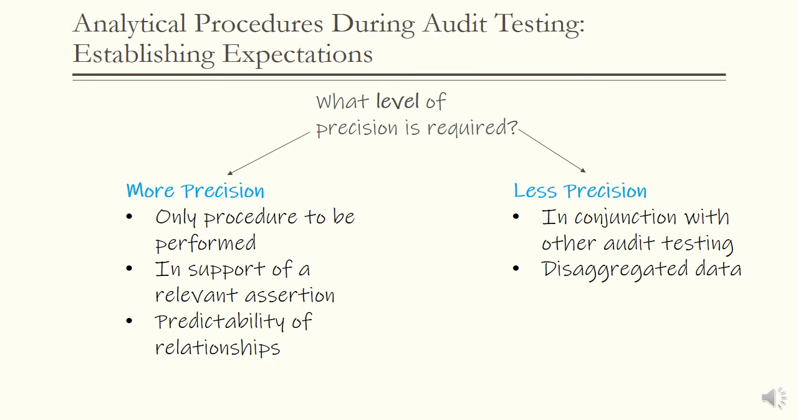And speaking of less precise, you can render a less precise or a broader range of acceptable results when substantive audit procedures are performed in conjunction with other tests. That is, they're not designed to stand alone. And also, when the audit procedures are performed using disaggregated data. If you've ever looked at a giant spreadsheet and tried to draw conclusions from it, you understand this challenge. When you're able to look at a more finite population of data, you can improve your accuracy.